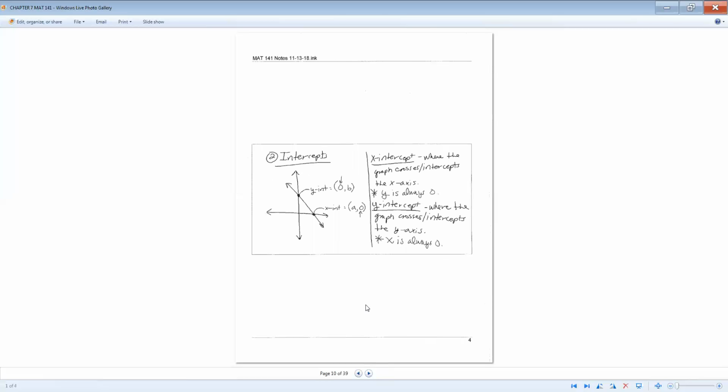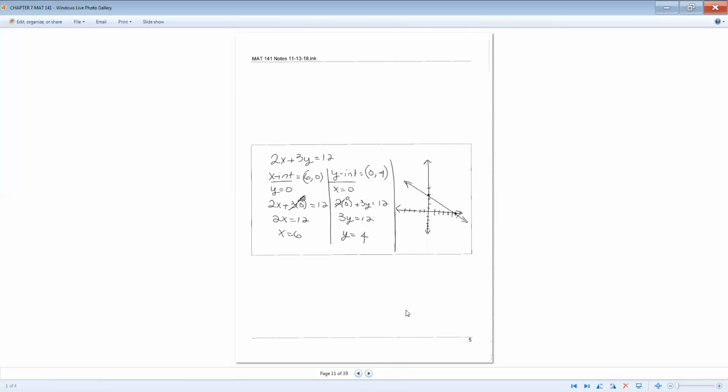The second method is graphing by using your intercepts. Your x-intercept is where your graph crosses or intercepts the x-axis. Your y-intercept is where the graph crosses or intercepts the y-axis. So remember when we had points that were on the x-axis and points that were on the y-axis. For your x-intercept, that means your y has to be 0. For your y-intercept, that means your x has to be 0. So that will always be a characteristic of your x-intercept: y is always 0. And for all y-intercepts, the x is always 0.